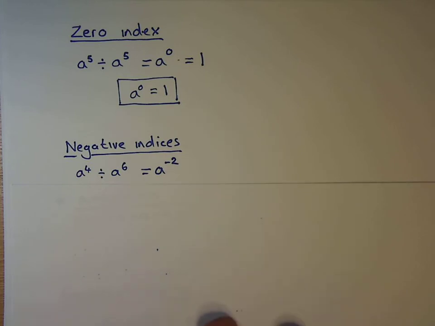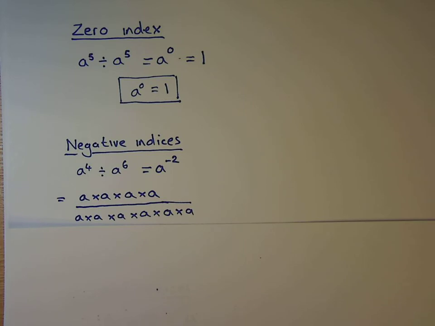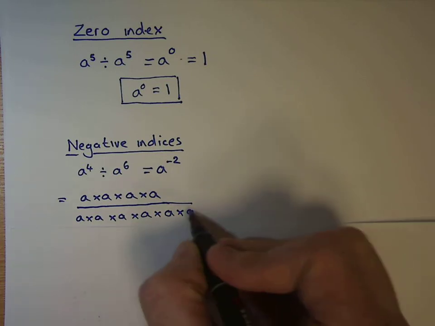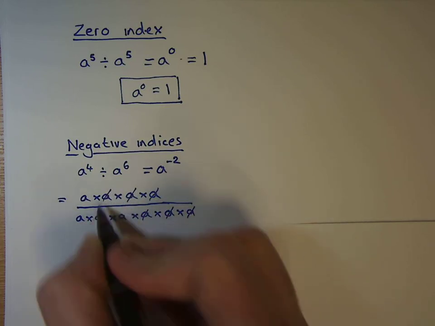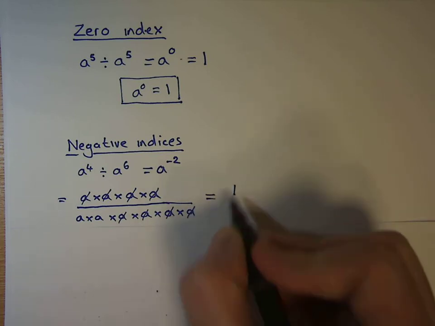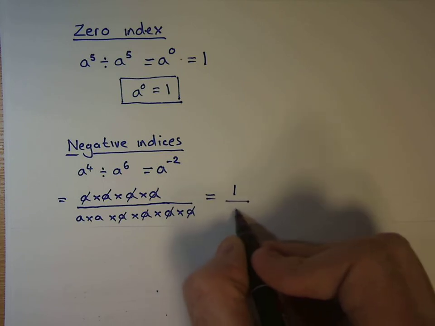A to the 4 divided by a to the 6 is also the same as a times a times a times a divided by a times a times a times a times a times a. Now in this form we can do some cancelling and see what we end up with. So at the top we're left with 1, and at the bottom we're left with a times a, or a squared.